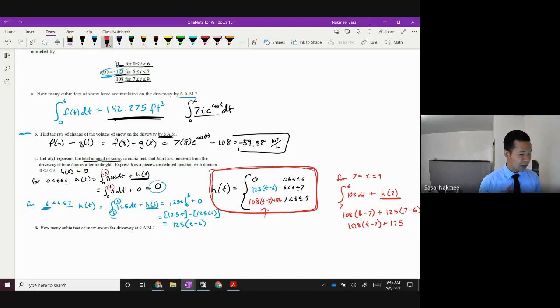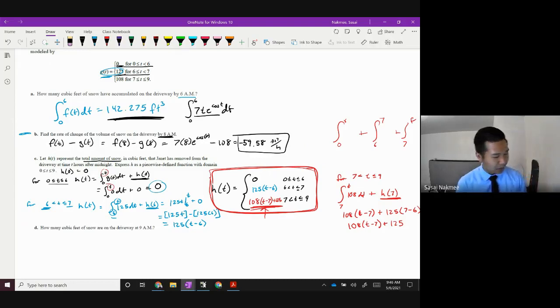Right now, if they were asking how much snow had been removed at t equals 8, then I would just plug 8 into here. If I didn't have this function, I could have done the integral from 0 to 6, plus the integral from 6 to 7, plus the integral from 7 to 8. Then you have to do 3 different integrals because there are 3 different functions there. It's still g of t, but g of t has different values for these particular intervals. That's the idea of what's going on here. So we're just breaking it down so that we have it set up. That's what this question's asking for. Okay? All right.